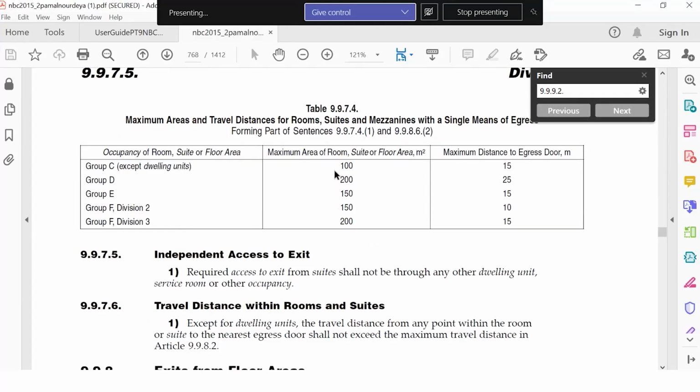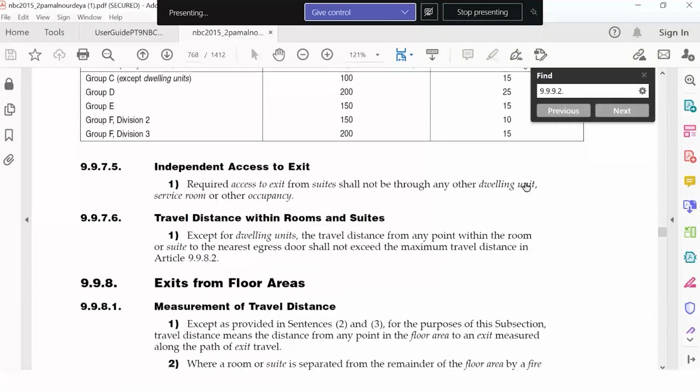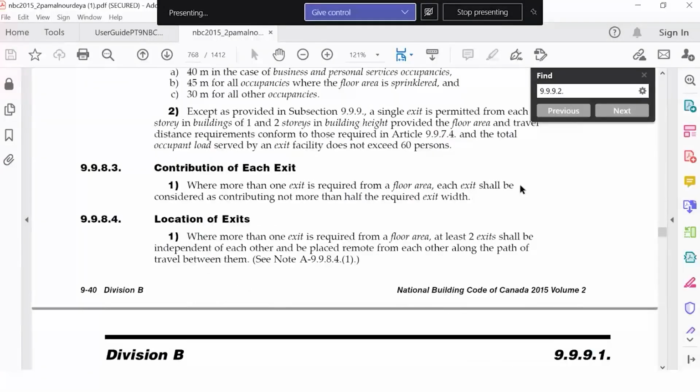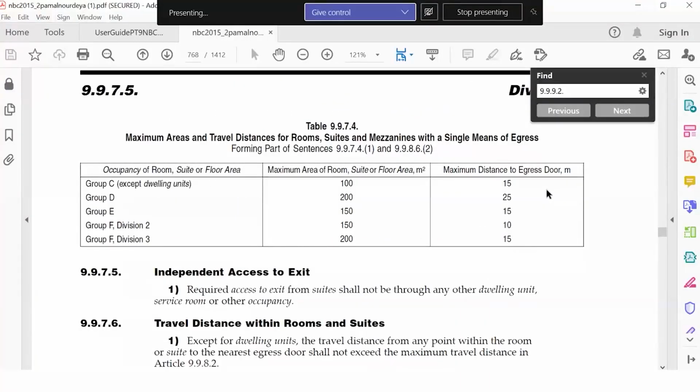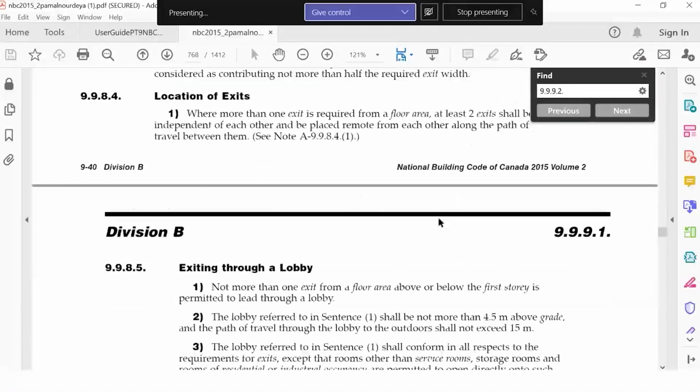I can use these if my building floor area is not more than this, and the maximum distance to an egress door is not more than that, then I can provide a single exit if the total occupant load served by the exit facility is not more than 60. So if I have areas on floors that do not exceed those areas in 9974, I do not have more than 60 persons in those areas, and the travel distance meets the 9974 requirement to my exit, then that one single exit is sufficient for that area. Otherwise, I need two exits.